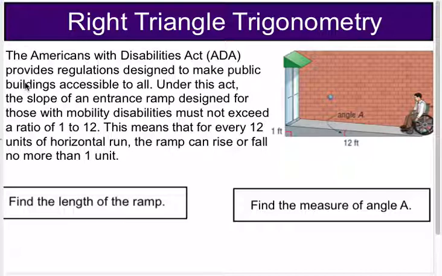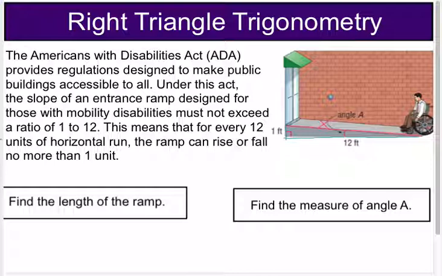Okay, so remember horizontal is looking from left to right, or as the horizon goes, and then rise or fall would be my 1 foot on this example. So it says find the length of the ramp. Well, in order to find the length of the ramp, I'm just trying to find the hypotenuse, or what is across from the right angle.